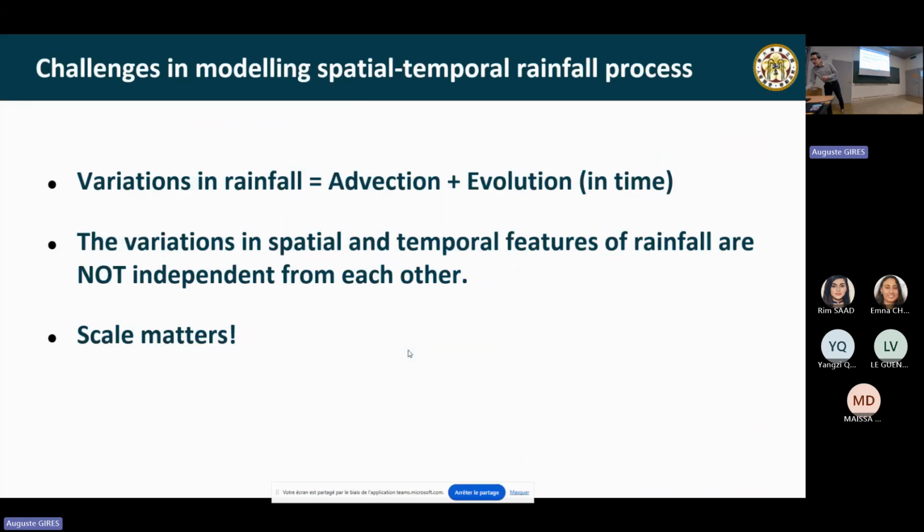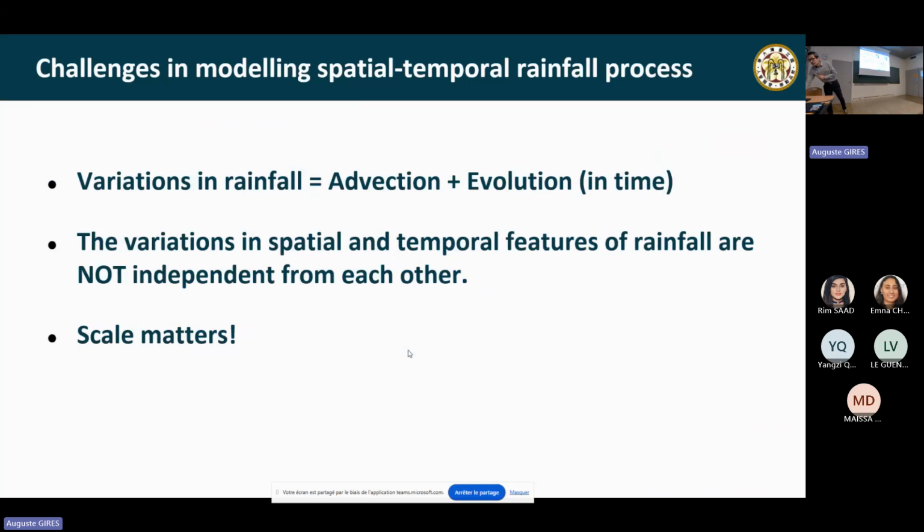Another thing is the rainfall spatial temporal features. They are not independent from each other. You need to model them together, and it will give better results. Also, different behavior at different scales really matters. That also needs to be kept in mind.